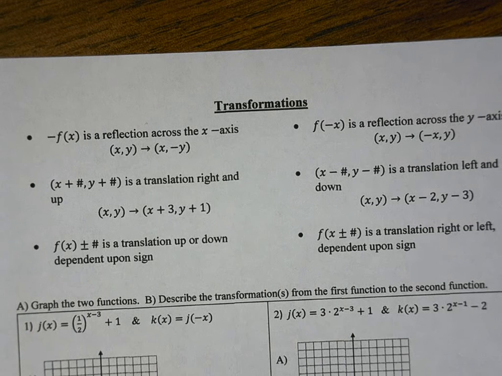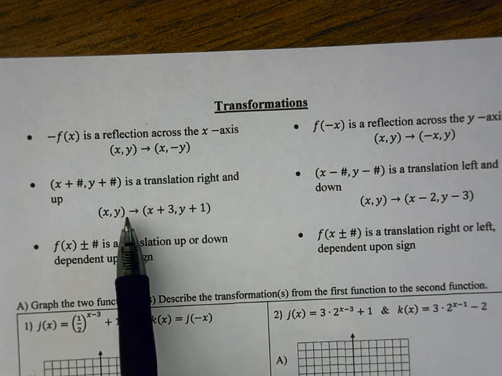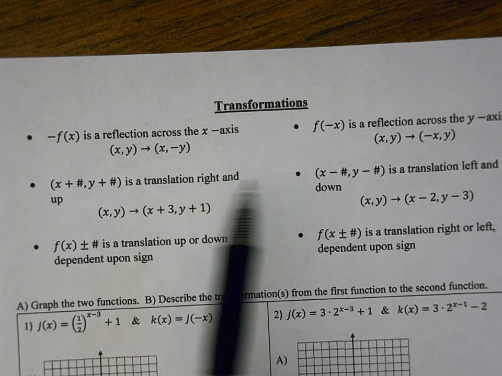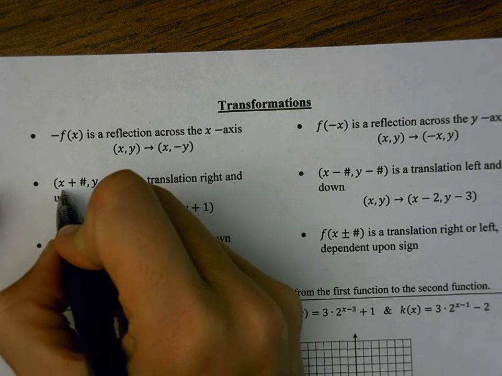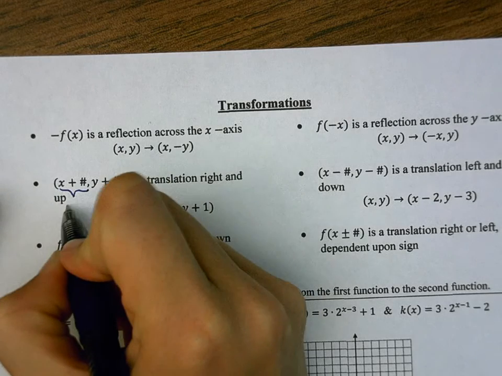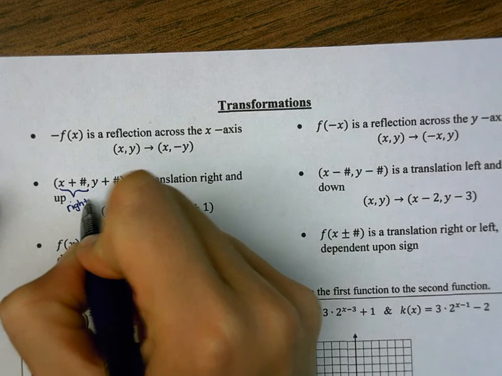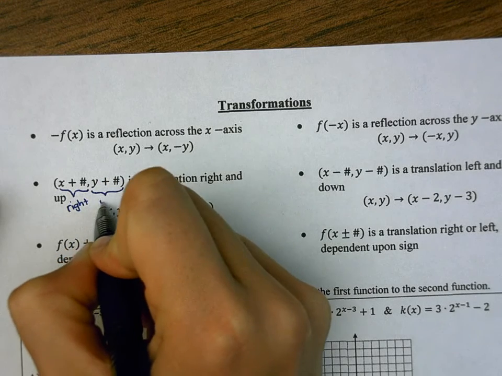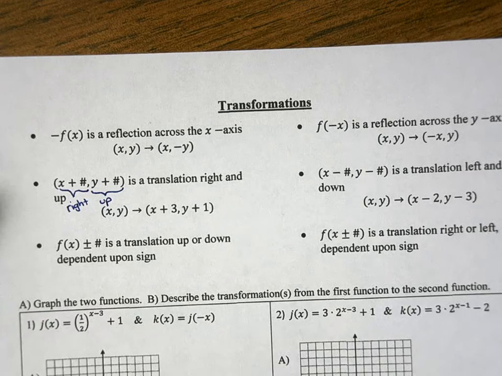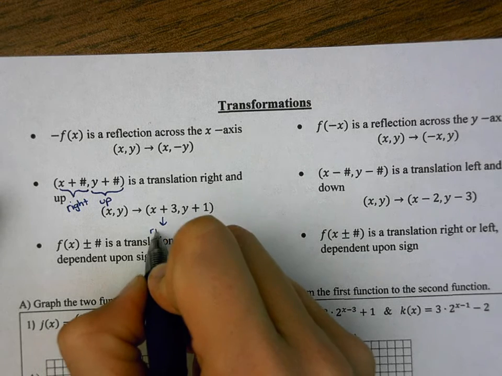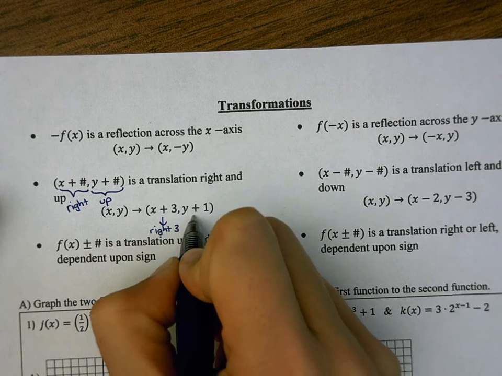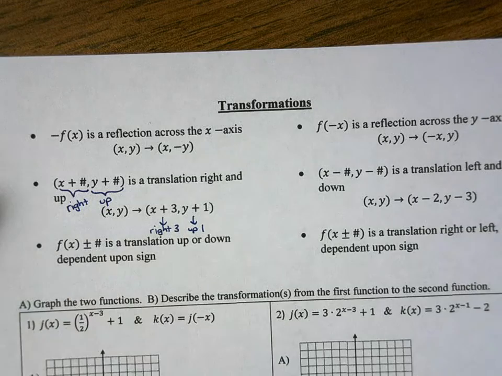Okay? And then we have translations. So there are two different ways that translations can be shown. The first one is in a rule. So we have translating right or up. You'd be looking at an x plus or a y plus. X plus here indicates a right movement, and y plus indicates an up movement, right? And so for example, if we were looking at this rule, this tells us that we are going right 3 and up 1.